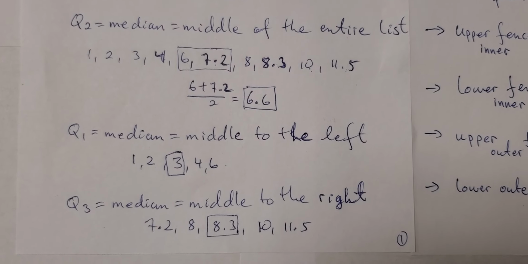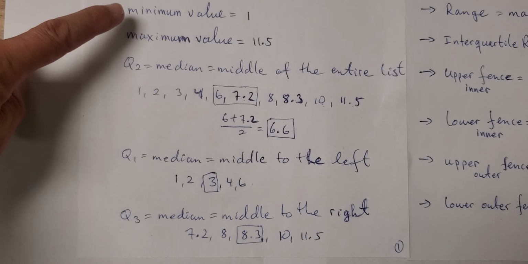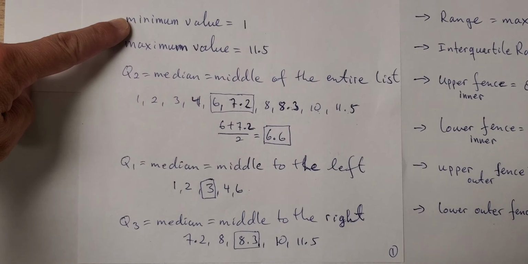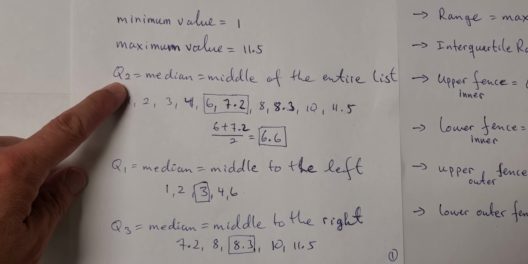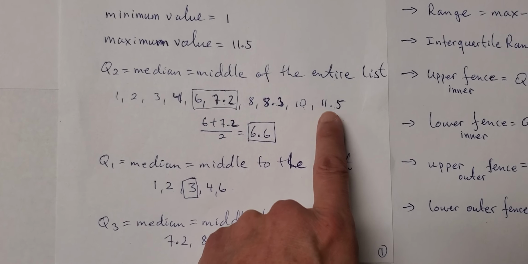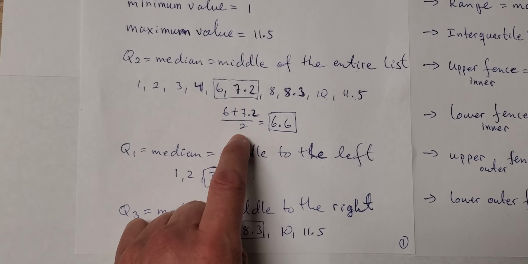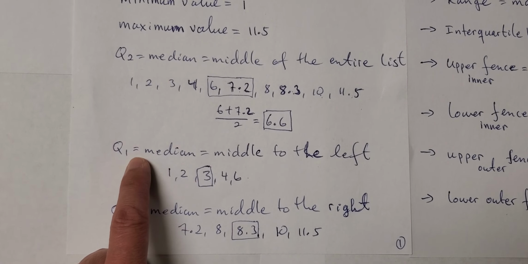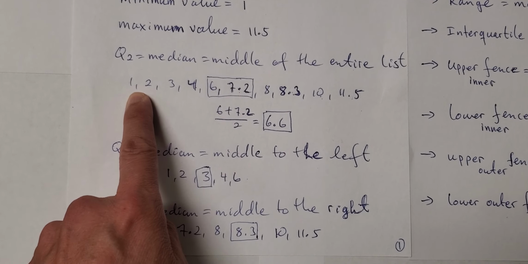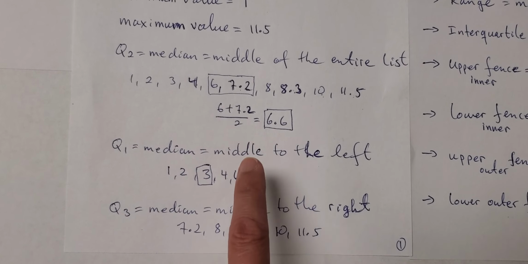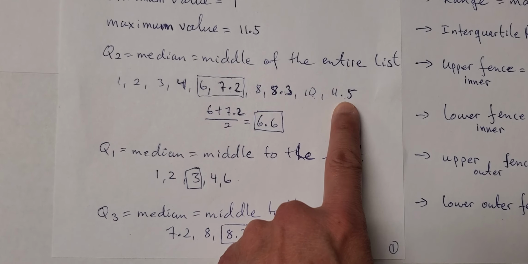Okay, so these are the 5 numbers that we are looking for, which is called the 5-number summary. The first numbers are my minimum, which is the smallest number, and maximum, which is my biggest number. Q2 is the middle of the entire list. Be very careful: if your middle has 2 numbers, you must add them up and divide by 2. Q1 is the middle to the left side, and Q3 is the middle to the right side.